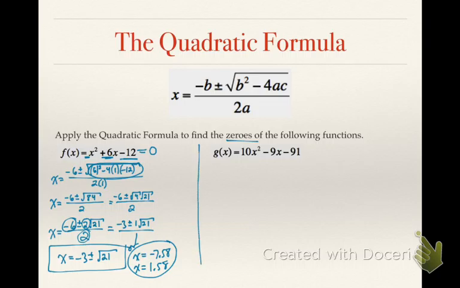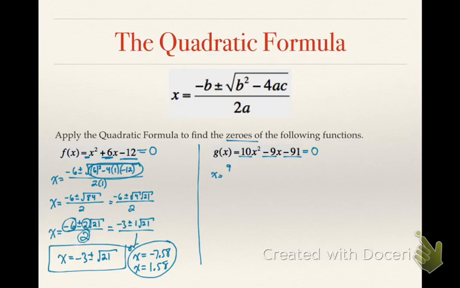Now let's look at this next one. This one deals with a lot of high numbers, so let's hope that this turns out to be really nice. We don't want to do a simplest radical form of a really large number, but we're going to plug it into the quadratic formula because it's equal to 0 to find the zeros. So our a is 10, our b is negative 9, and our c is negative 91.